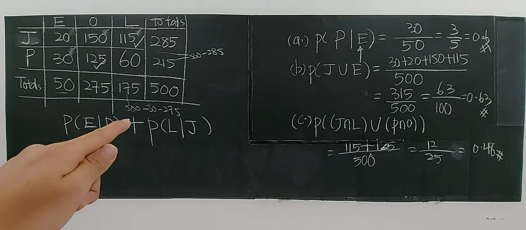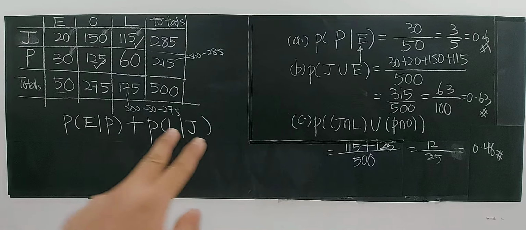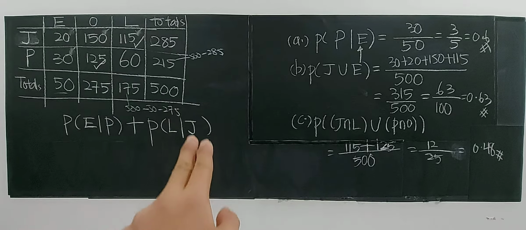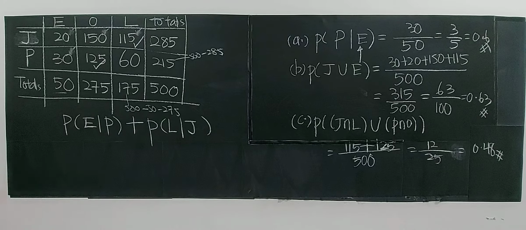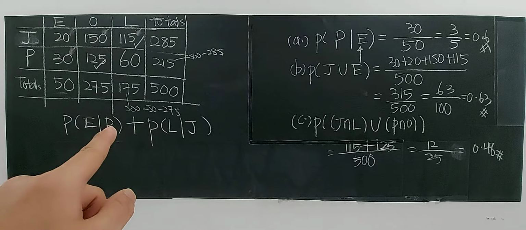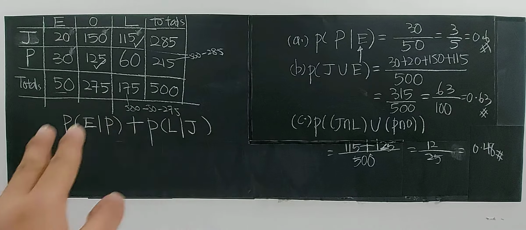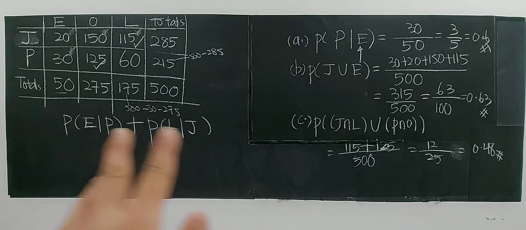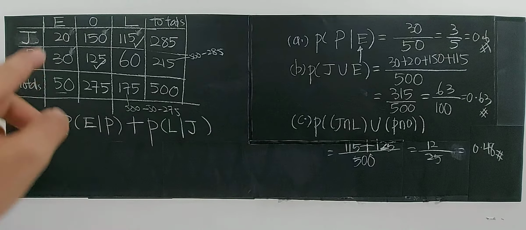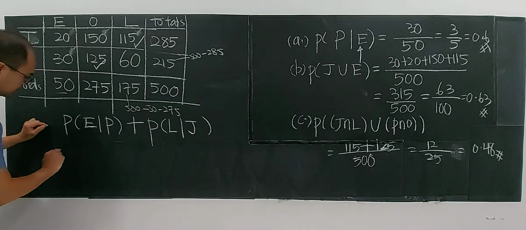Why am I just doing addition here? Because these two events, early given that it is from Penang and late given that it is from Johor, are mutually exclusive. Because the bus that arrived early is from Penang, and this one is from Johor, they won't have the same bus inside here. They won't have an intersection between these two events. So you can write it in this way.